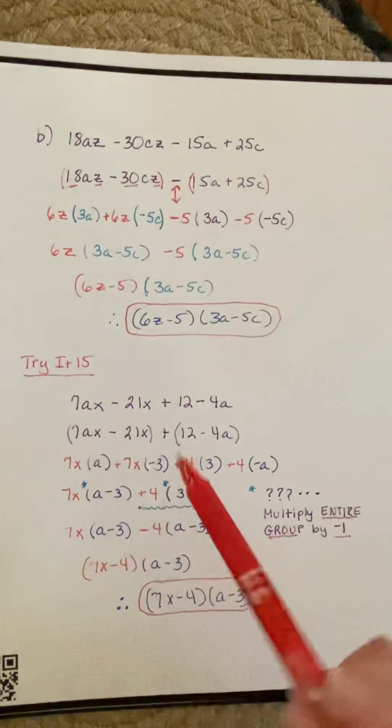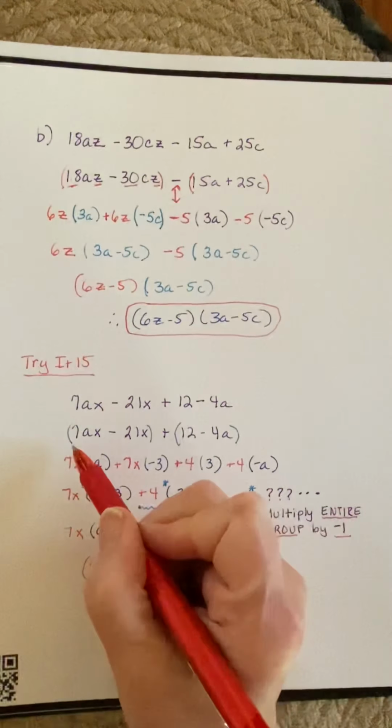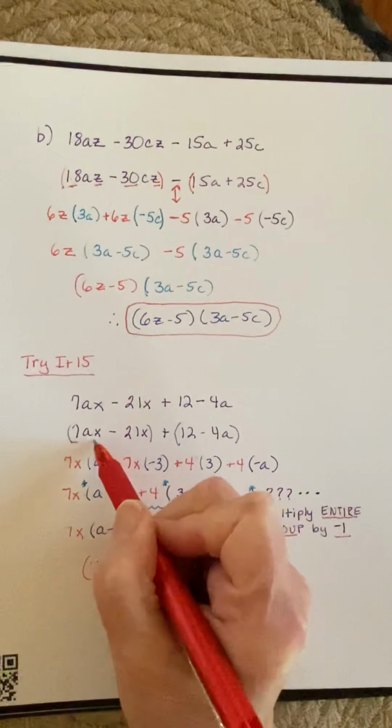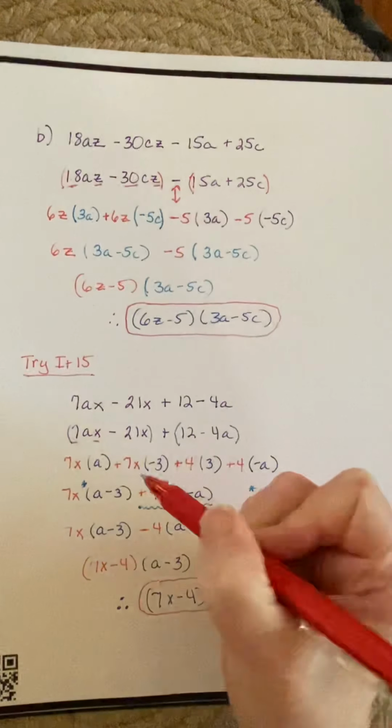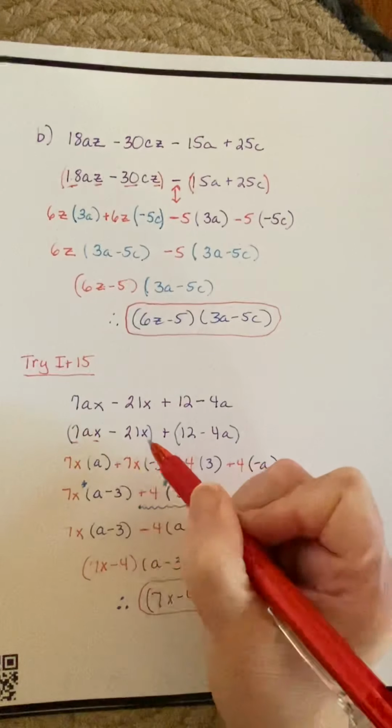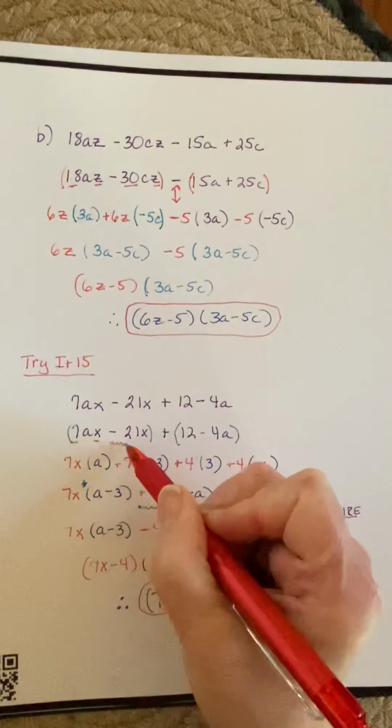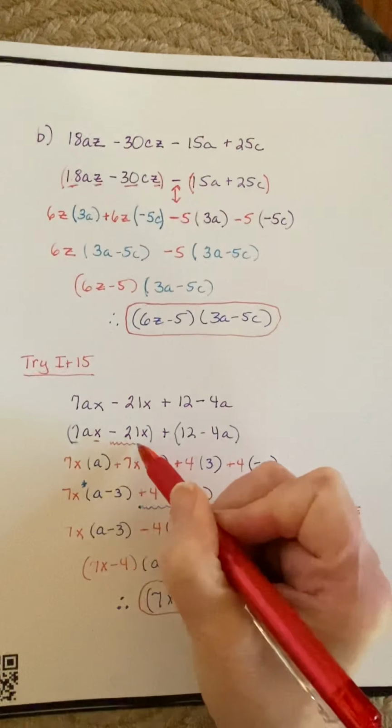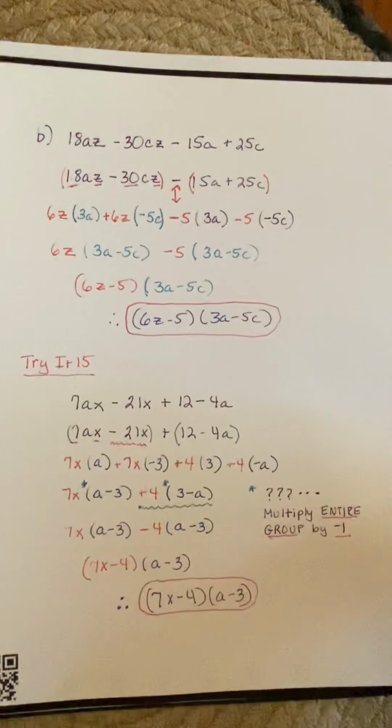If I take a 7 and an x out of the first one, I'm left with simply a. If I take a 7 and an x out of the second one, that means out of the negative 21, I have a negative 3 left. No x's, no more letters.